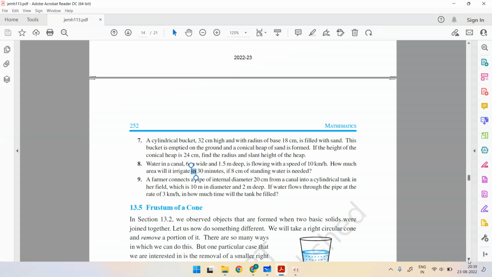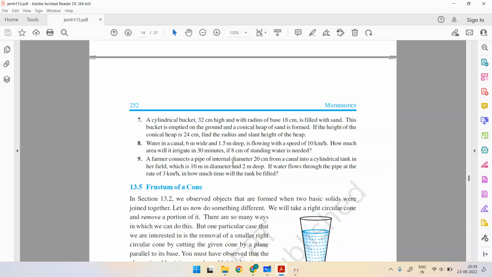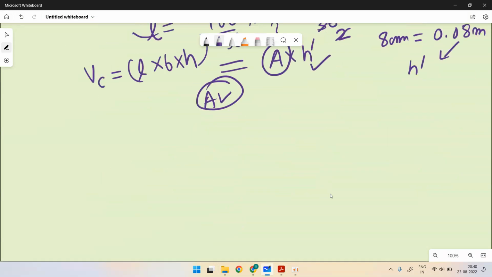Now next question. A farmer connects a pipe of internal diameter 20 centimeter from a canal into a cylindrical tank in her field, which is 10 meter in diameter and 2 meter deep. If water flows through the pipe at this rate, how much time will it need to fill the tank? Same question.